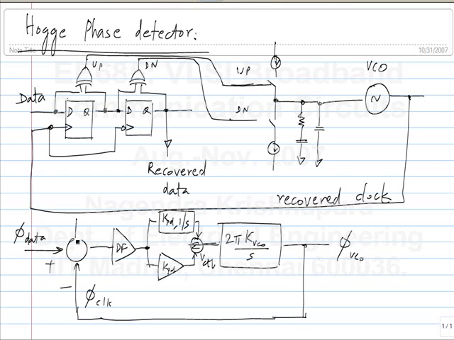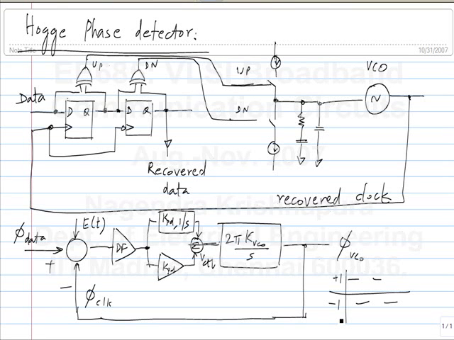And also in steady state you have an error signal E of t added to this. What is E? It's a square wave with 50% duty cycle. Okay. When it reaches steady state, up will be active for half a cycle and down will be active for the other half cycle. So E of t is a plus minus 1 signal. Okay. So there will be steady state phase disturbances in the recovered clock.